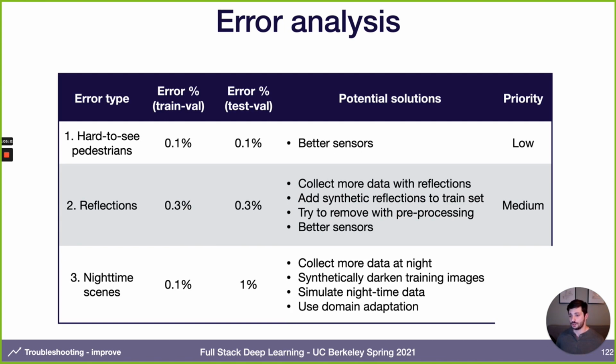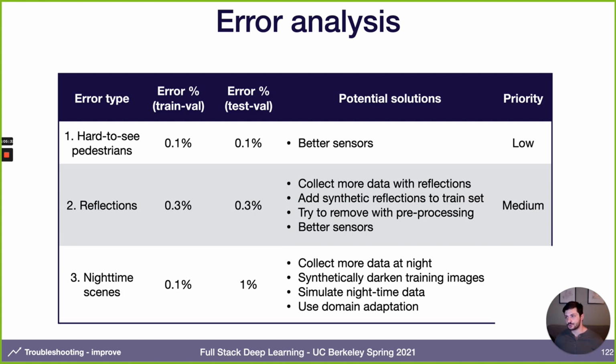Well, we could actually go send our cars out at night and collect more data then. Maybe that's actually really easy for us to do. Maybe it's not. Maybe that's harder for whatever reason. If it is, we could try to create synthetic data to deal with this. So we could synthetically darken our training images to make the daytime images look more like nighttime images. We could try simulating nighttime data from scratch, or this would be a reasonable place to try using domain adaptation techniques to deal with that gap.